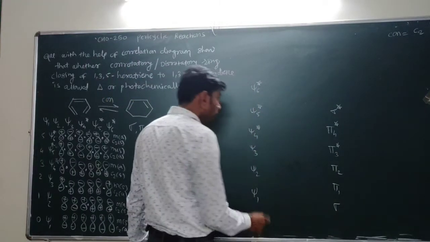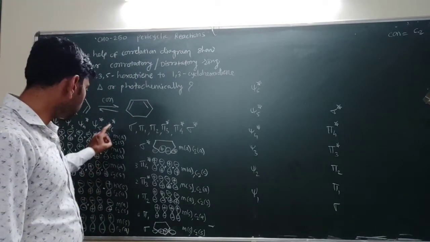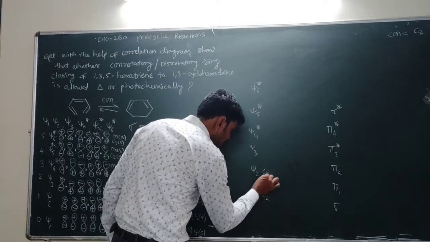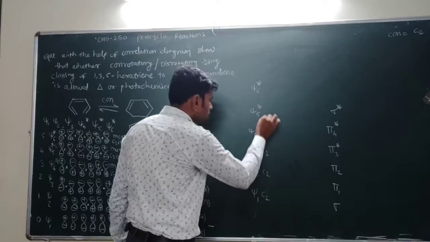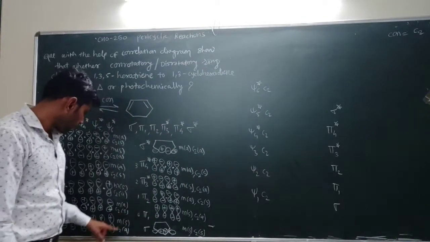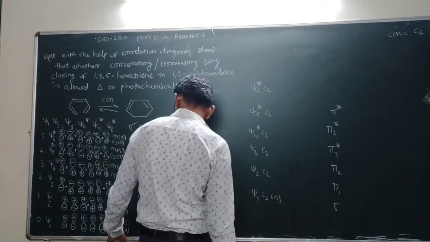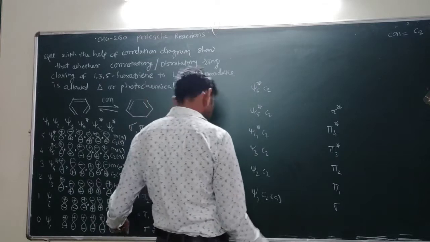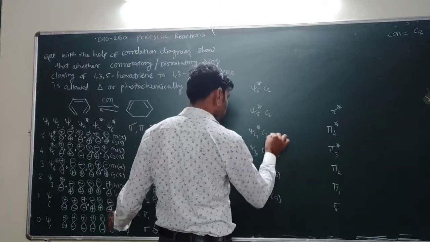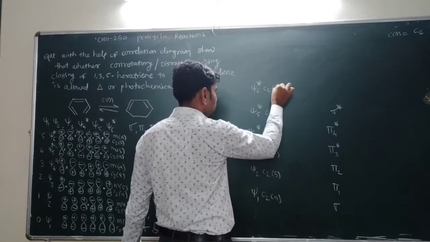Okay, so let's see here. In this case we have to consider the C2 symmetries only. For all orbitals we have to consider C2 symmetry only, whether it is symmetric or asymmetric. So the first orbital is asymmetric with respect to C2 symmetry. Second is symmetric. Third, asymmetric. Fourth, symmetric. Fifth, asymmetric. And sixth, symmetric.